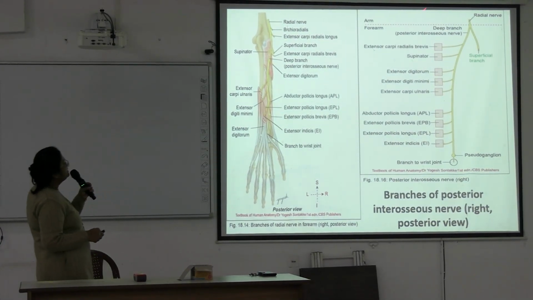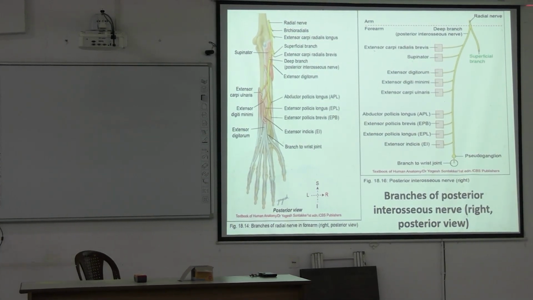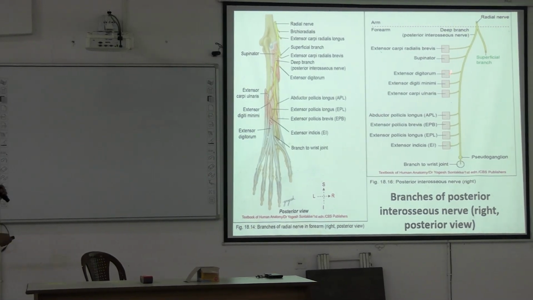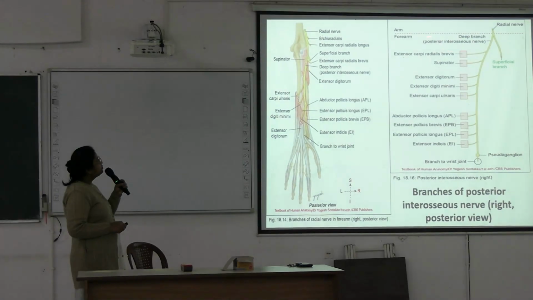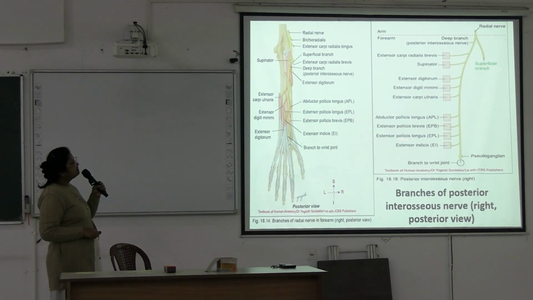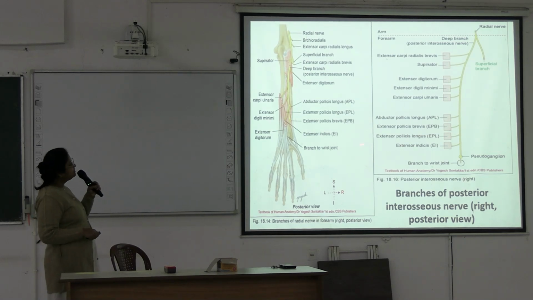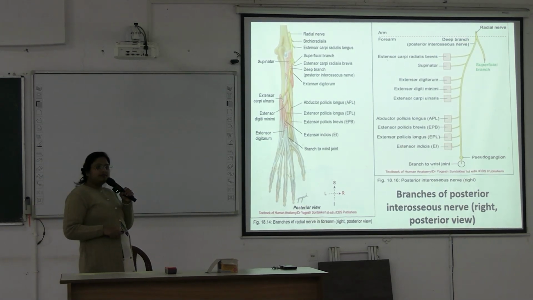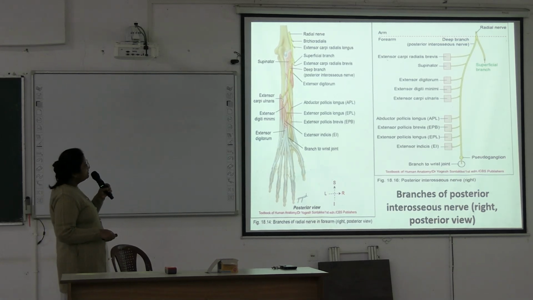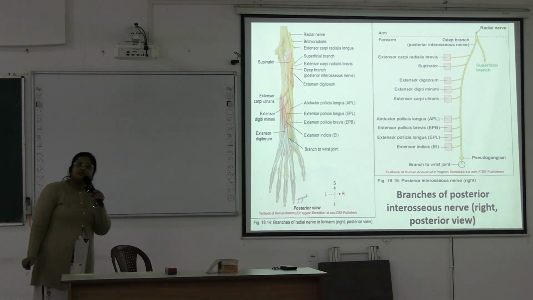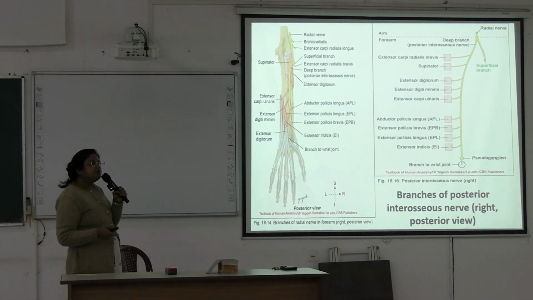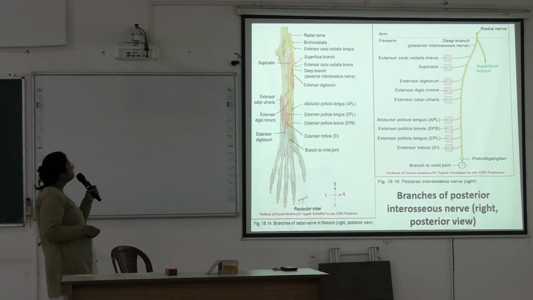It is supplying the extensor carpi radialis brevis, supinator, extensor digitorum, extensor digiti minimi, extensor carpi ulnaris. These are the superficial group and these are the deep group: abductor pollicis longus, extensor pollicis brevis, extensor pollicis longus, extensor indicis. And opposite to the wrist there is a pseudoganglion. After that, it will supply the wrist joint and intercarpal joints and it will end. So this is the schematic diagram of the posterior interosseous nerve.